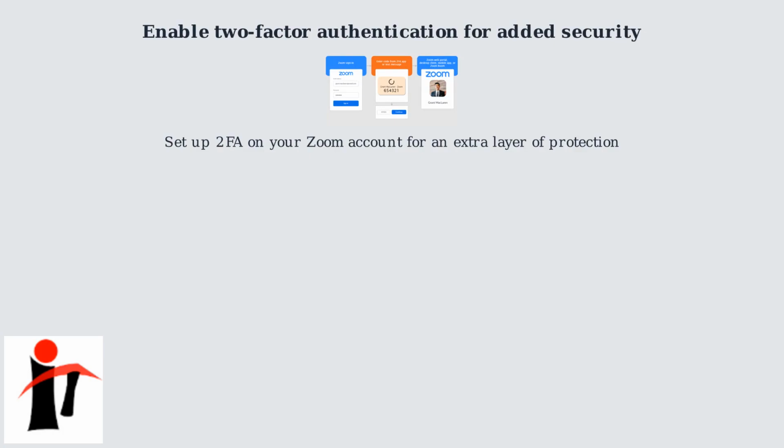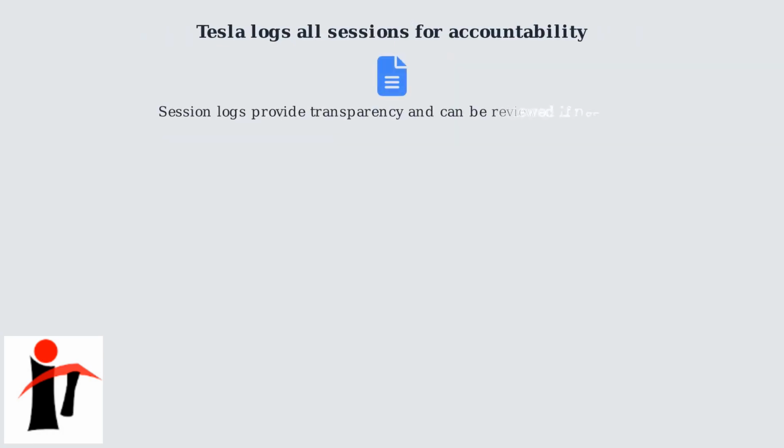This requires a second verification step beyond your password, such as a code sent to your phone or generated by an authenticator app. Tesla's system automatically logs all Zoom sessions for review purposes. This provides an additional layer of accountability and transparency, helping to ensure responsible use of the in-car communication features.